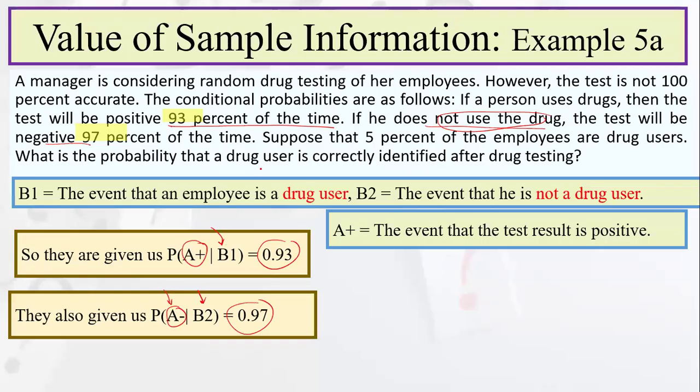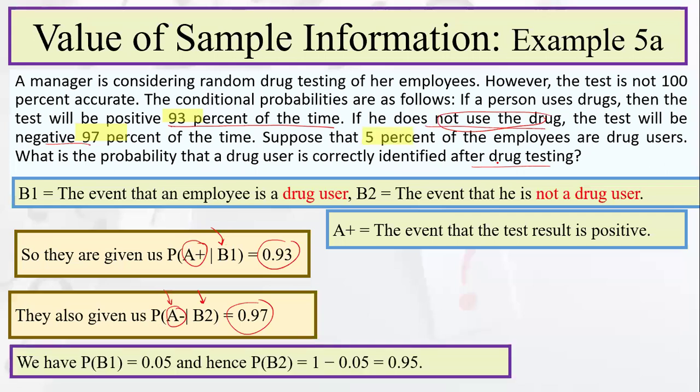What is the probability the drug user is correctly diagnosed after testing? Okay, drug user, correctly diagnosed. This is the total probability: probability B1 versus B2, 0.05. How many people are actually the drug users? 5% of them, so 95% are not the drug users. You already know it. So what are you finding out here?